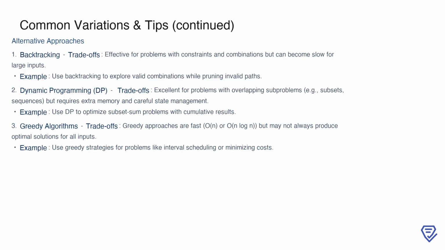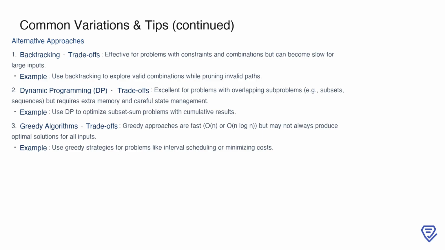Backtracking is a powerful technique for exploring valid combinations, especially in problems with constraints, but it can become slow as input size grows. For example, backtracking can be used to prune invalid paths while solving combination problems efficiently. Dynamic programming, or DP, excels when a problem involves overlapping subproblems and requires cumulative results. It can dramatically reduce computation time but often requires additional memory and careful state management. Problems like subset sum optimization are well suited for DP.